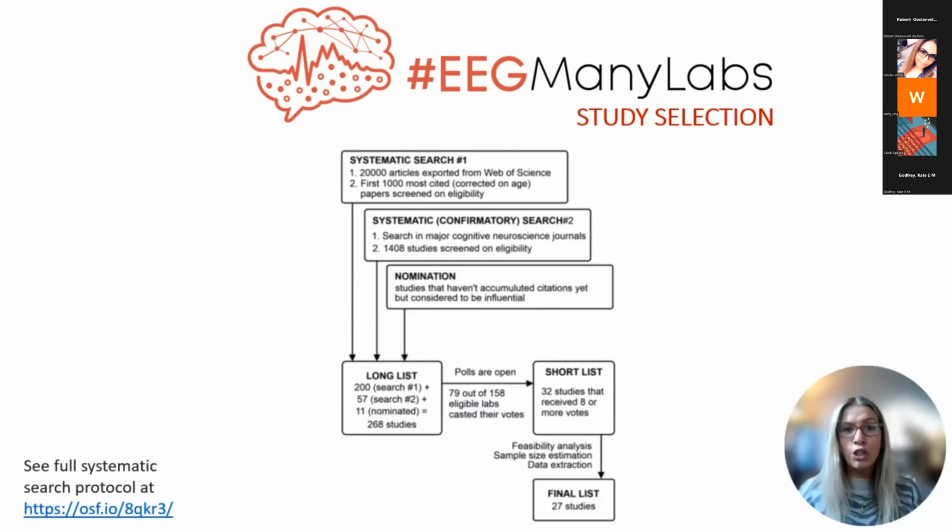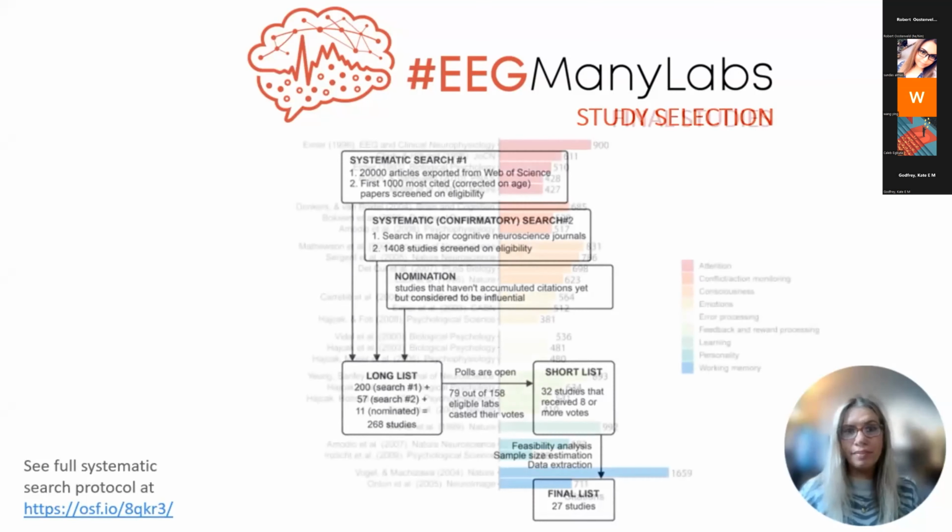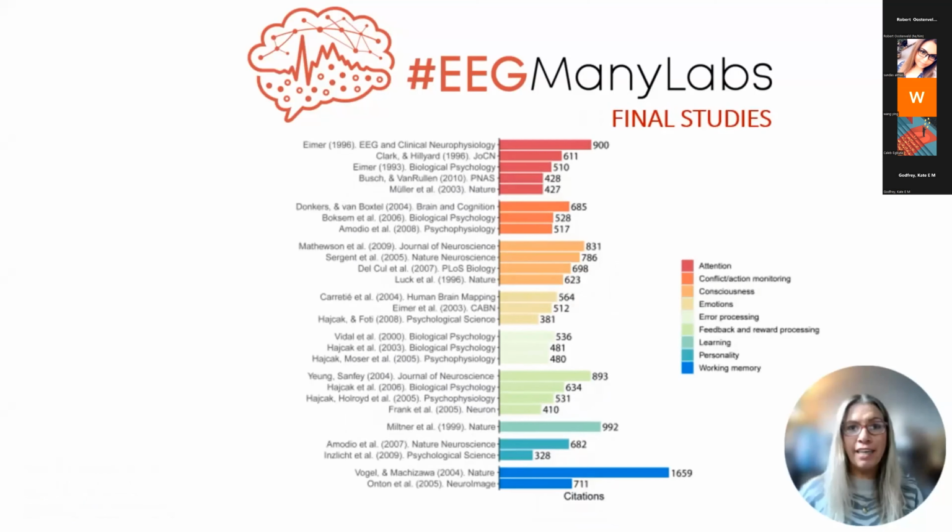The studies were selected in a two-step procedure. Firstly, the number of citations the papers received, normalised by age of publication, and secondly, by voting by members of the EEG Many Labs community. This figure depicts the final list, which includes 27 studies, which spans topics including attention, action monitoring, consciousness, emotion, error processing, feedback and reward, learning, personality, and working memory. And the goal of EEG Many Labs is to conduct replications of at least 20 of these.